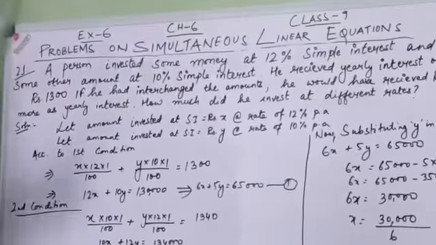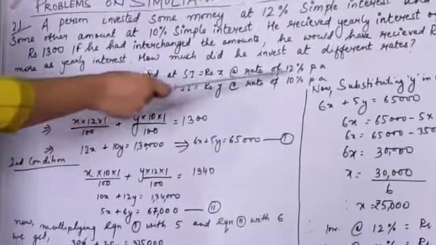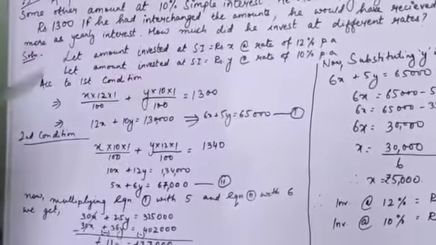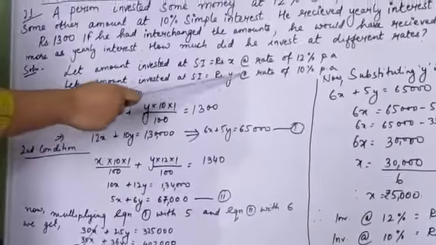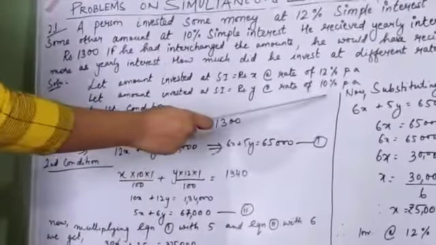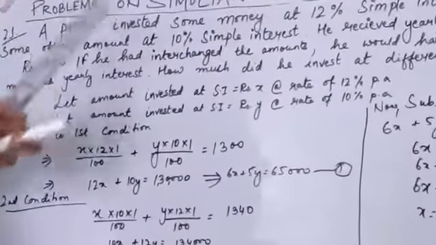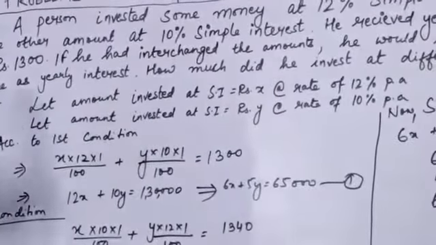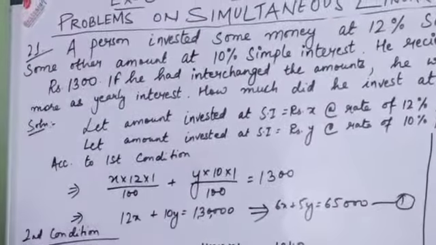Now let us consider that the amount that he is investing at 12% is rupees X, because we have not been told what amount he is investing. And in the second case, let us assume that he is investing rupees Y at the rate of 10% per annum. So according to the first condition that we know, the total interest that he will be earning at the end of the year is 1300.